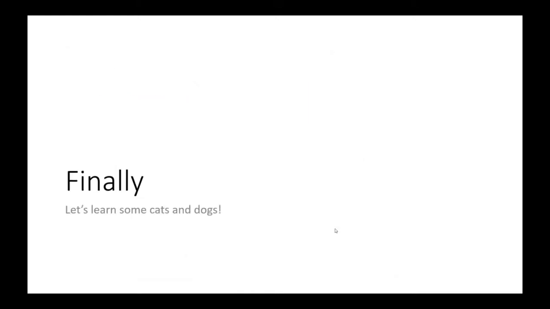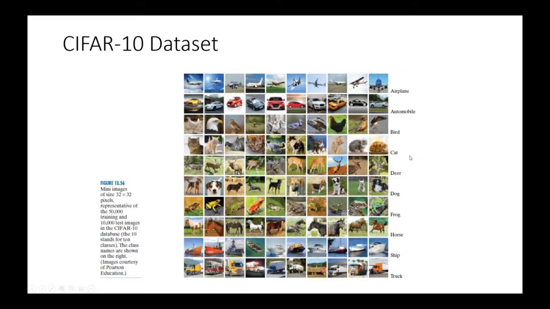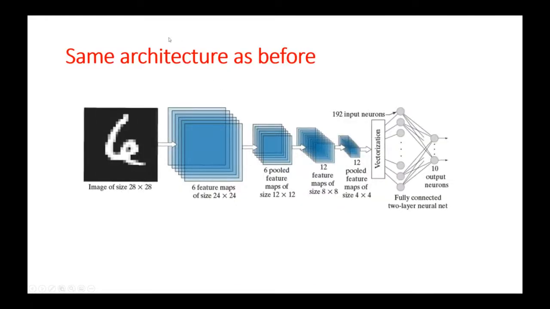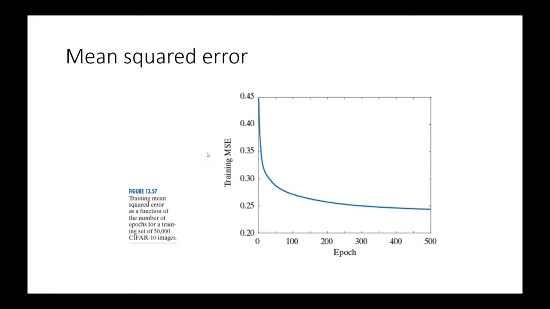And finally, let's learn some cats and dogs. That's a more difficult, more complex data set. It's also freely available and also used as a benchmark, where we have a bunch of images of airplanes, automobiles, birds, cats, dogs, frogs, horses, trucks and all sorts of stuff. We use exactly the same architecture for the convolutional neural network that we used before. And of course, the mean square error for this case was terrible.